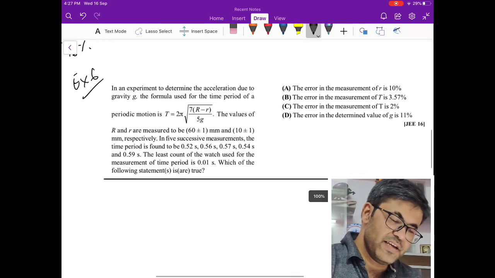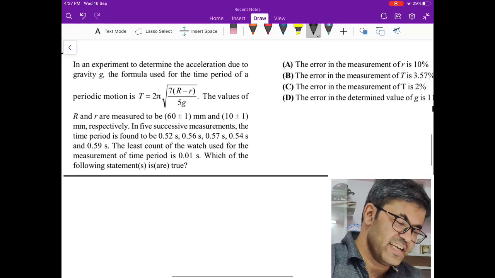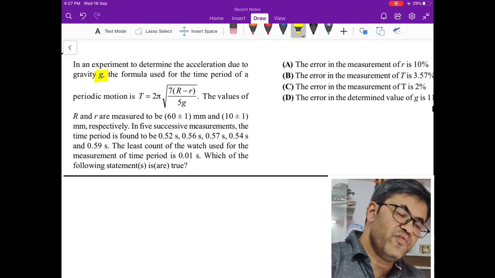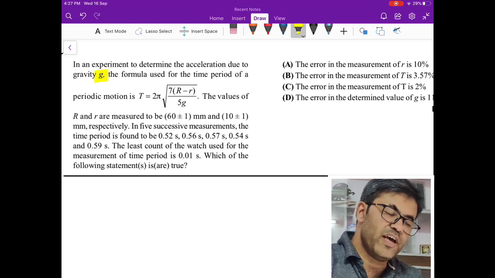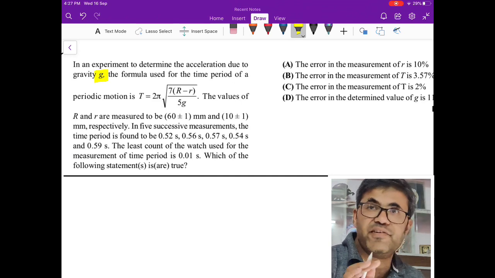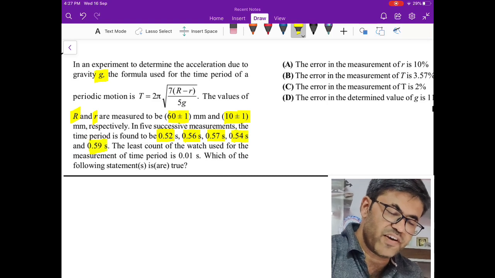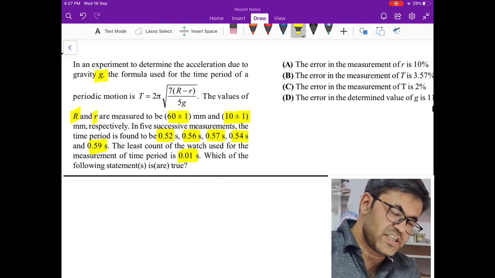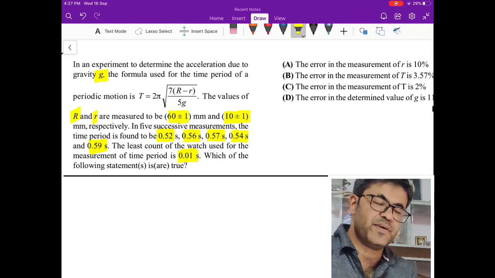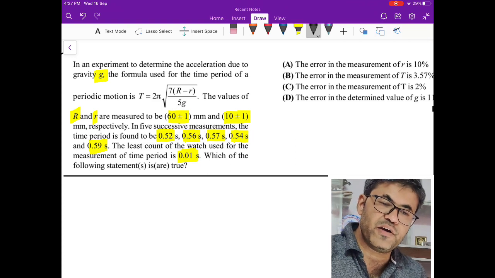Now this is a very interesting question. This is from JEE 2016. Let's see. In an experiment to find the acceleration due to gravity g, the formula used for time period is T is 2 pi under root of 7 times (capital R minus small r) divided by 5g. Values of capital R and small r are 60 plus minus 1 mm, 10 plus minus 1 mm. In 5 successive measurements, time period was 0.52, 0.56, 0.57, 0.54, 0.59. Least count of the watch is 0.01. That means you can take it as a maximum error. Which of the following statements is or are true for this particular case that you have to find out?